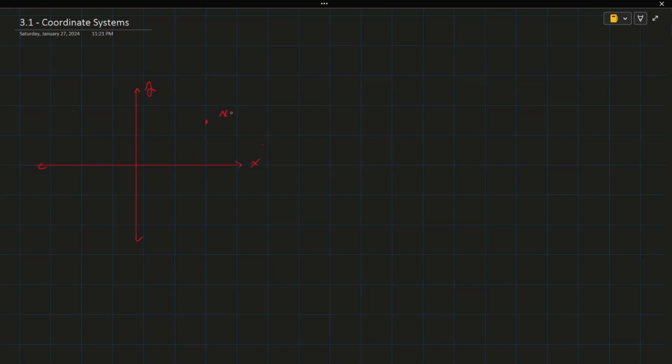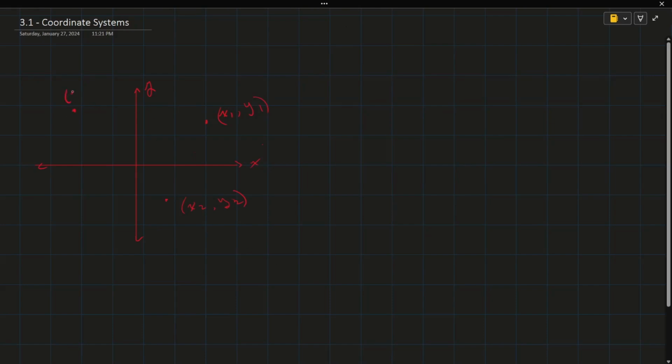We have X1, comma Y1 over here. Maybe we have another point down here, X2, comma Y2. Either way, this is kind of what we've been used to doing. A little dot over here.